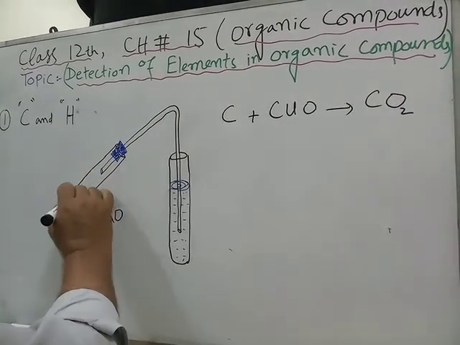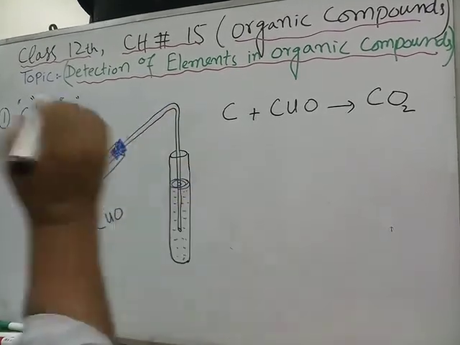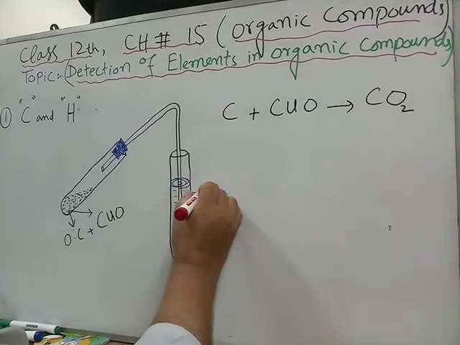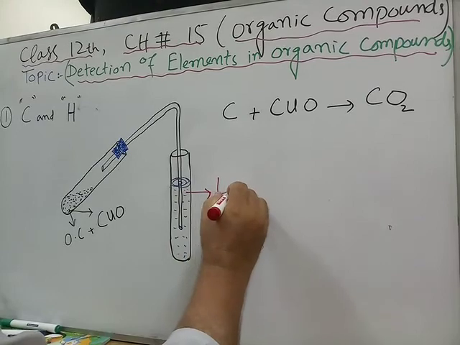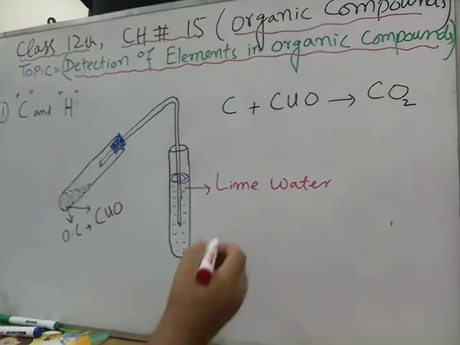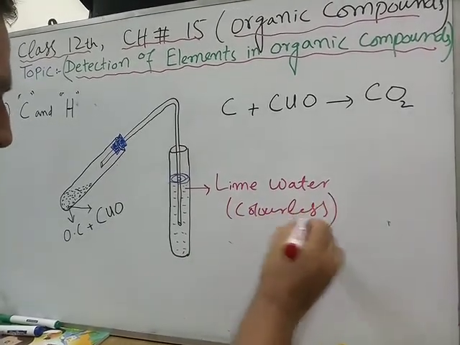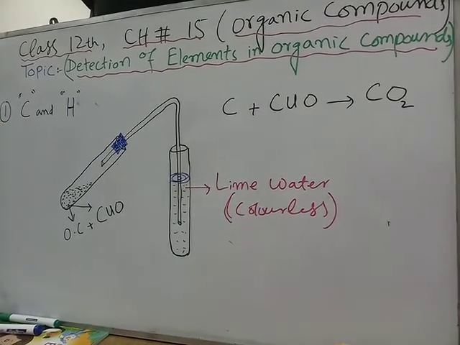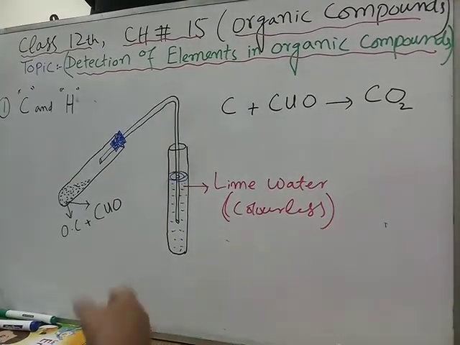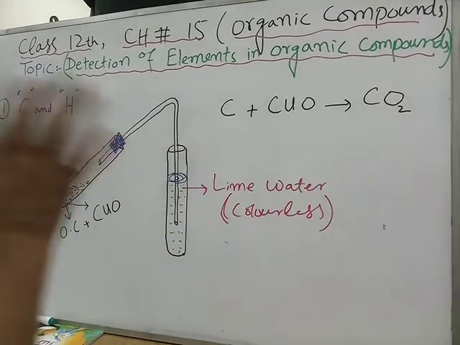So carbon dioxide gas is produced here. The gas comes through the delivery tube and it comes here. Actually, here in this tube we have taken lime water. What is its color? It is colorless. Lime water has no color. This lime water is obtained by dissolving enough lime in water and then filtration. The filtrate obtained is the lime water and it is colorless.